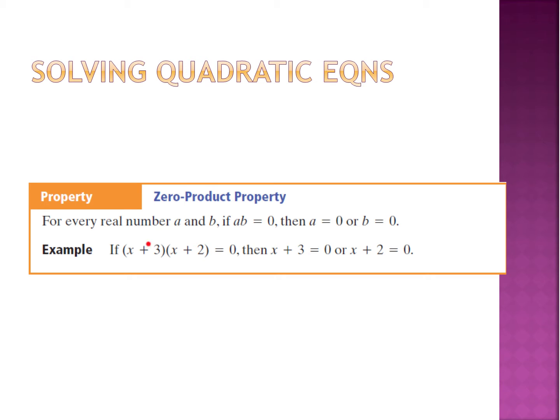Because if this factor here is equal to 0, it doesn't matter what's in here, I know that the whole product is going to be equal to 0. Likewise, if x plus 2 equals 0, then I know that whatever I plug in for here, once I multiply those two together, it's also going to equal 0. So we are going to set each factor equal to 0, and then we're going to solve. So we'll go ahead and take a quick look at a few examples.